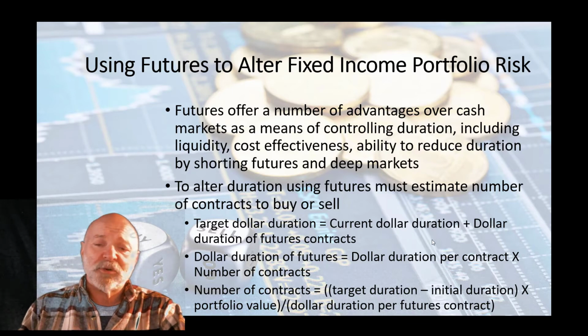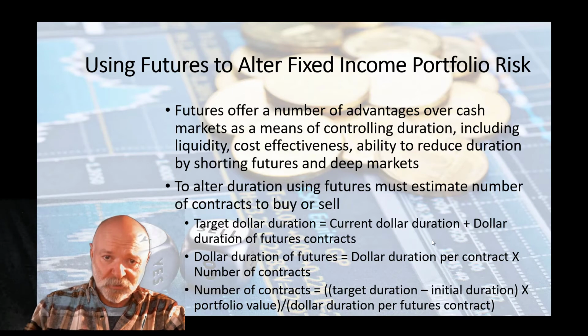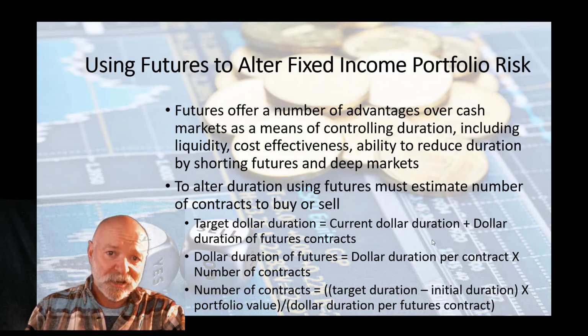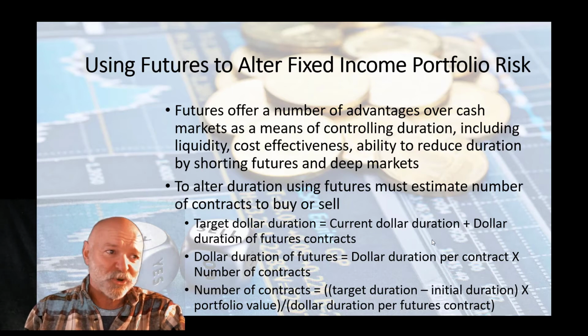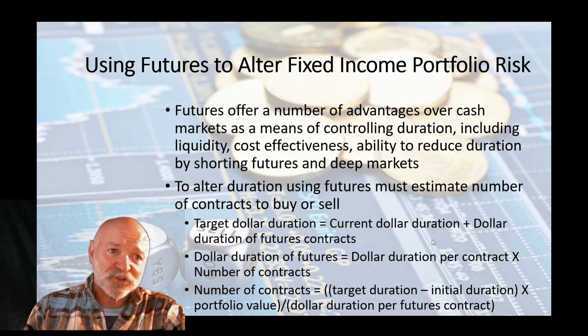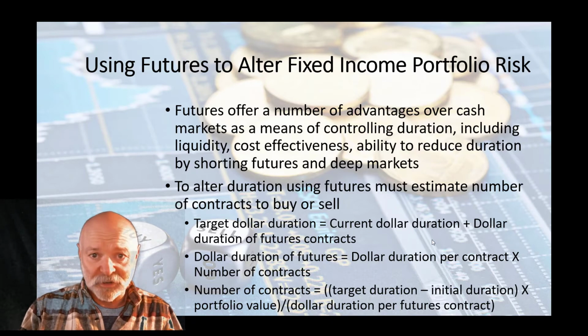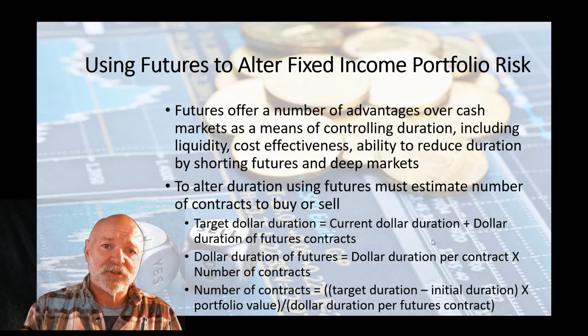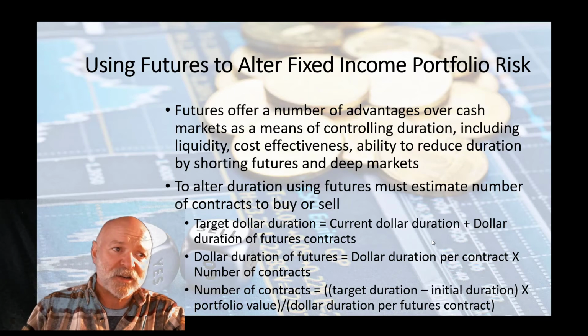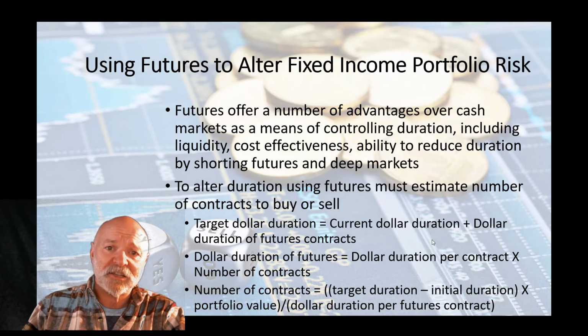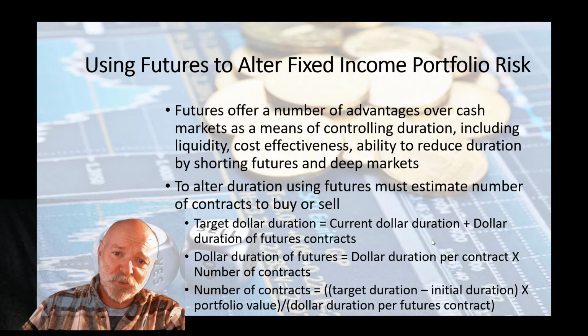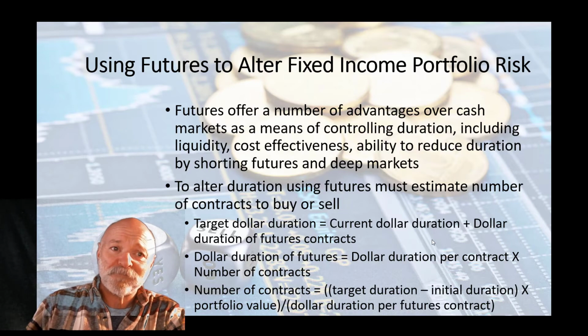The type of measures that we use, targeting dollar duration, we've introduced that topic, although duration and calculation is outside the scope of this course. The dollar duration of a futures contract is essentially based on the value of the contract, the total number of contracts times the duration that's reported. And we can also adjust these by using a different number of contracts. Number of contracts is target duration minus the initial duration, multiplied by the portfolio, the total risk-weighted exposure, divided by the dollar duration per futures contract.